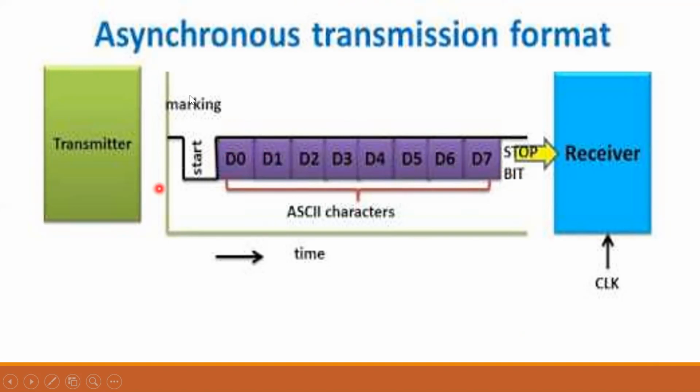In this diagram you can see the transmission of 11 bits for an ASCII character in the asynchronous format. That is, you can see 1 bit of start, then 8 bits of character, and then 2 bits of stop. So here the 11 bits of the asynchronous format can be seen. This is how the asynchronous transmission takes place.